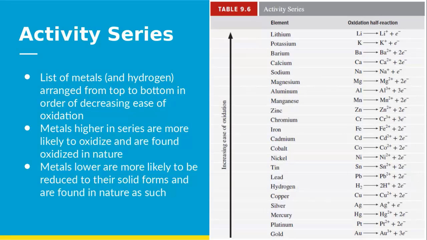And the activity series, this is going to be a list of metals and hydrogen that are arranged from top to bottom in order of decreasing ease of oxidation. Looking at this chart, you actually do not have to memorize it. It will be given to you, I believe, on the test. But going from bottom to top, the topmost elements, like lithium, potassium, barium, are more likely to become oxidized. On the right side, you see the oxidation half reaction, meaning that if lithium is found along with a lower metal, lithium will oxidize and the other lower metal will become reduced.